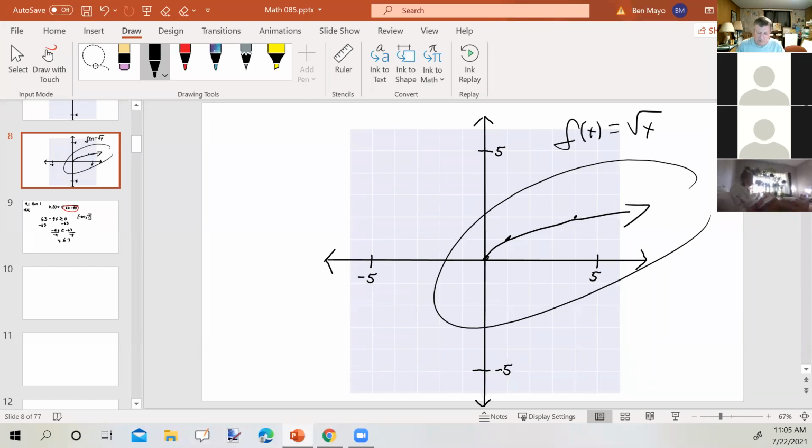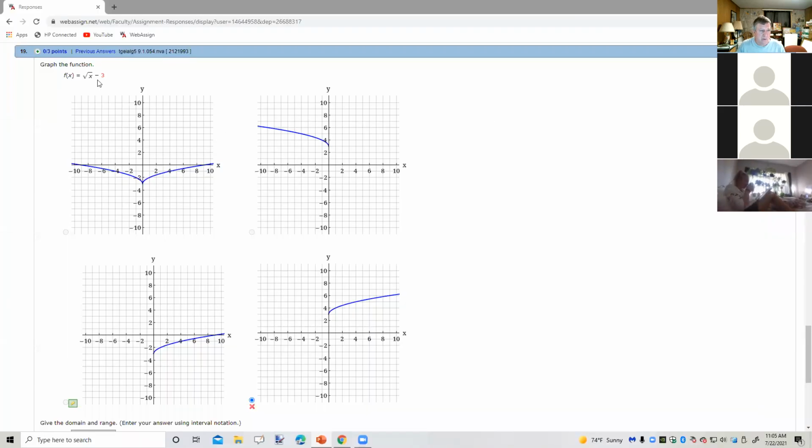When x is 0, the square root of 0 is 0. When x is 1, the square root of 1 is 1. When x is 4, the square root of 4 is 2, etc. Okay? You all right with that? Yes. Now, let's go back to our other screen. So the square root of x would have this kind of shape. But this says -3. So what is -3 going to do? It's going to take that graph and move it down 3 units. So here it is, right there.